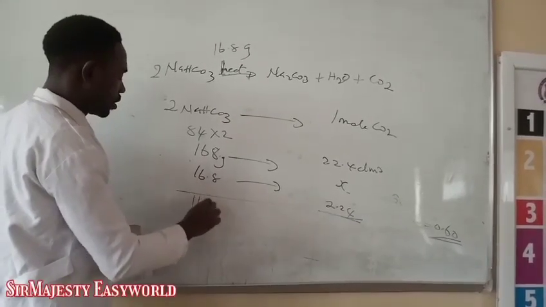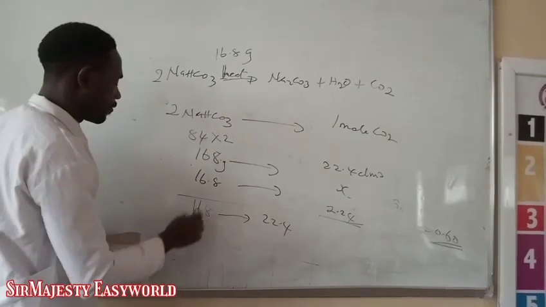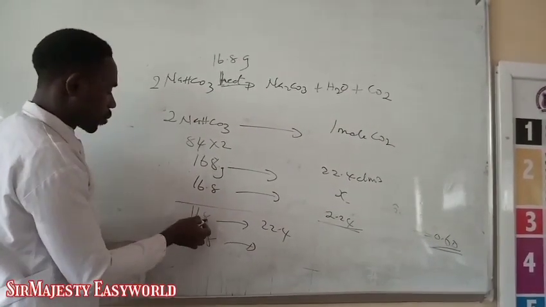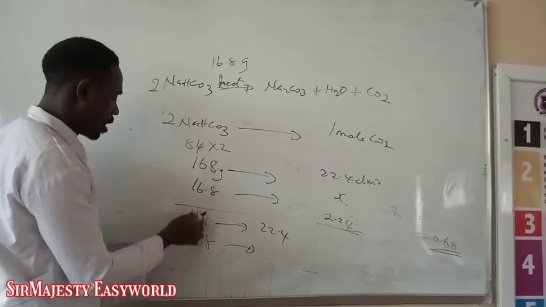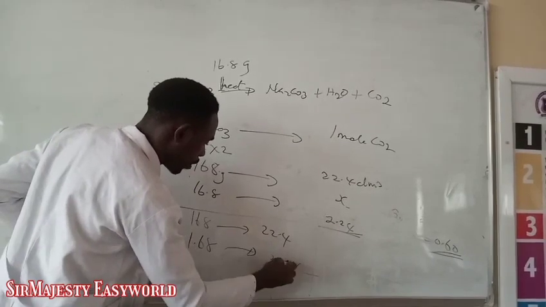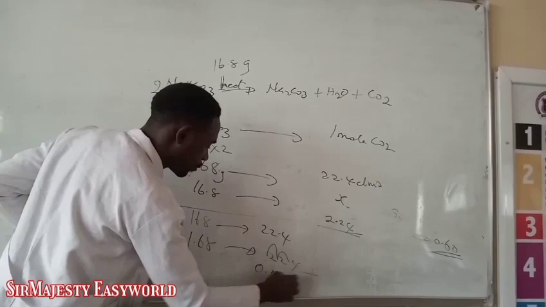So let's assume, are you getting this? You have 168 gave you 22.4, and now what will 1.68 give, class? This point was shifted how many places? 1, 2. So you also come here and shift the point. 22.4 becomes 1, 2. So the answer becomes 0.224.